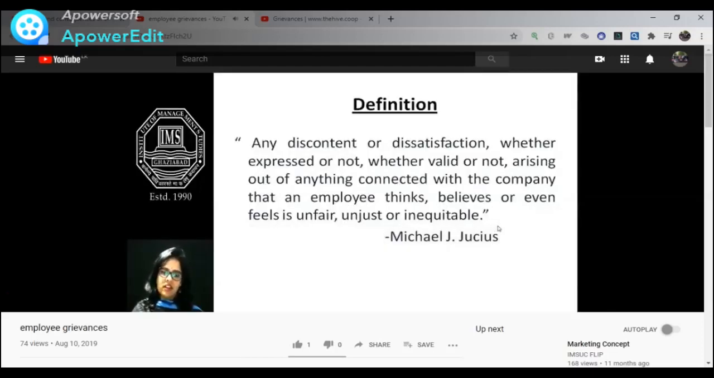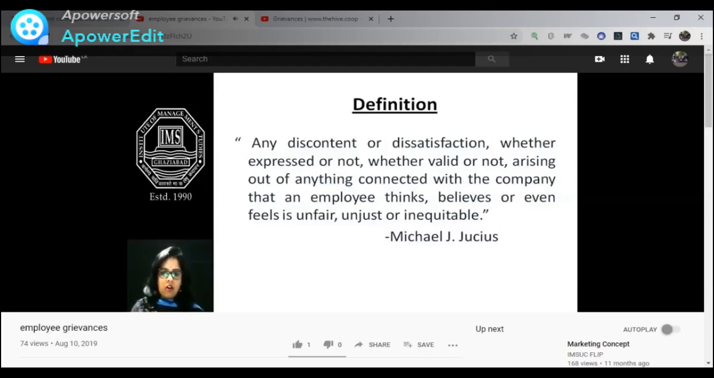is a grievance. So this definition talks about any kind of discontentment or dissatisfaction, maybe expressed or not expressed, maybe valid or invalid, but it should arise out of anything related to the company, where the employee does not feel comfortable or feels unjust, unfair, or inequitable. So this is the definition part.